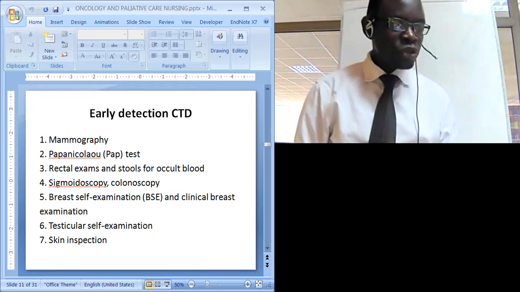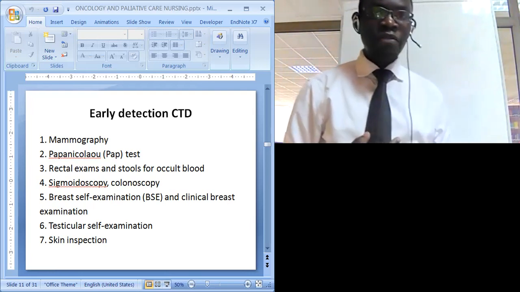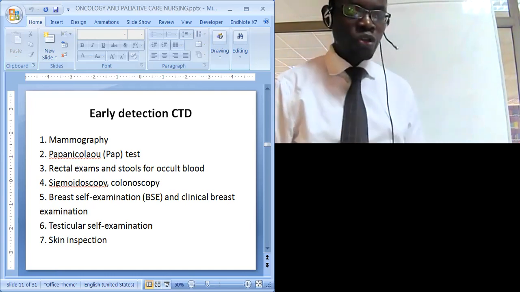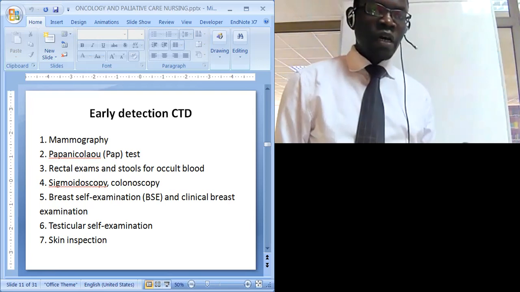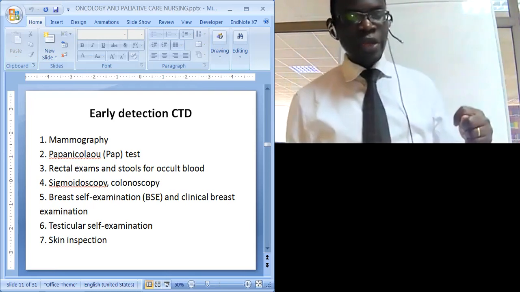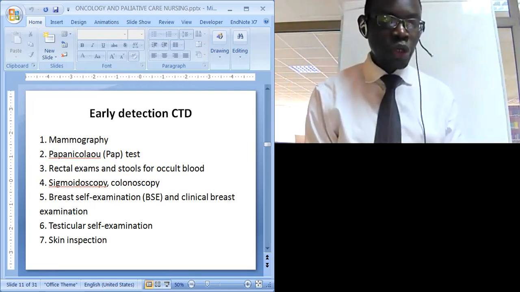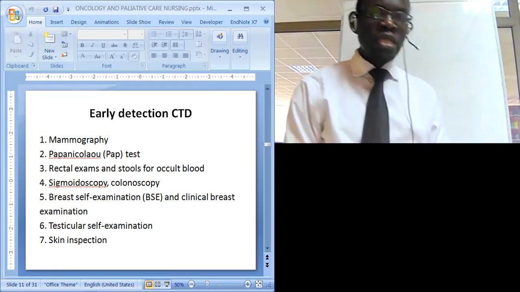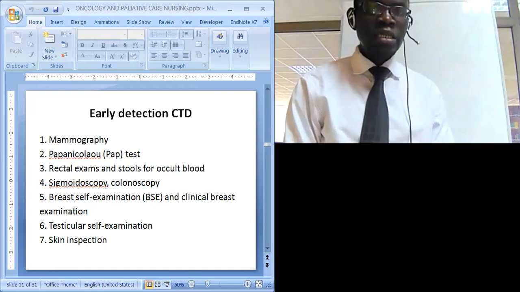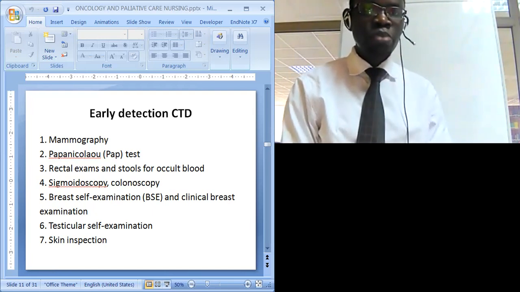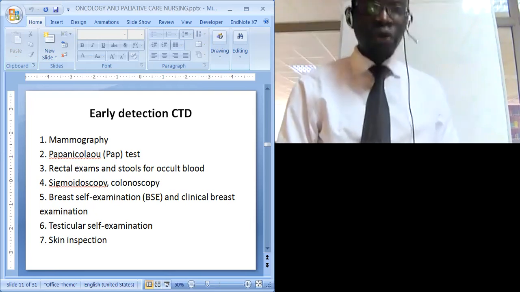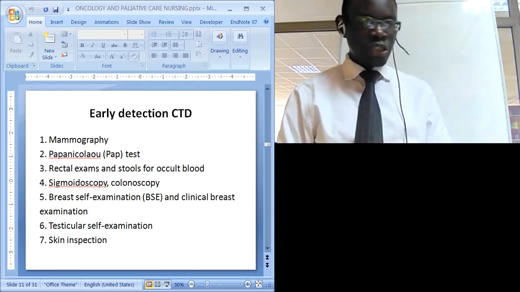They can do rectal exam and test for occult blood for colon cancer. They can do colonoscopy and sigmoidoscopy. These are radiological investigations that are done to look under your sigmoid or even your colon to see whether you have any cancer. Self-breast examination, this is recommended for ladies. It is done monthly, every after your periods, to detect any lumps, or even a clinical breast examination that is done by a clinician.